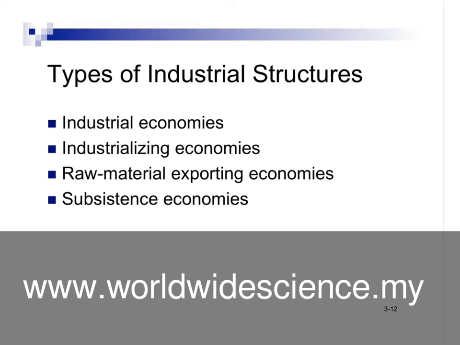So this chapter is linked to strategy, and strategy and marketing are pretty much related. And Japan would be a good example of an industrial economy.